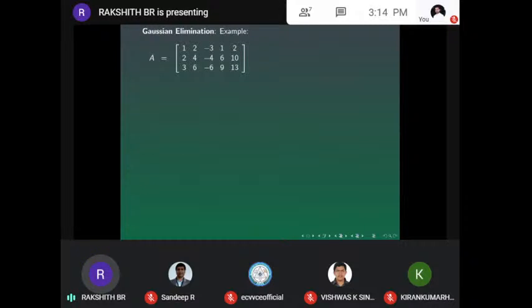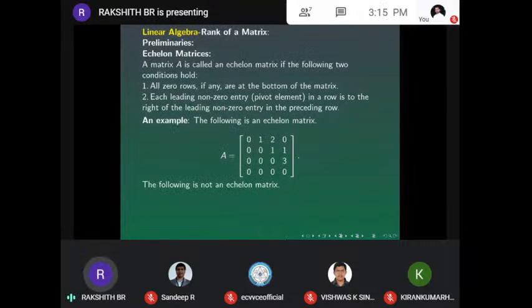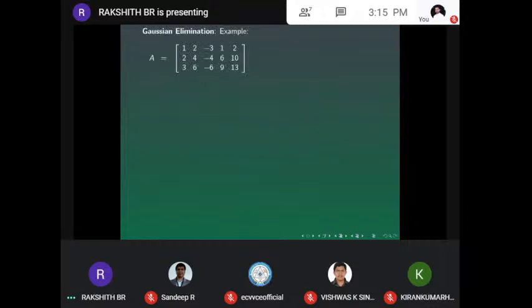If you want to get the echelon form, the very first step is to consider the pivot element in the first row. Pivot element means the first non-zero entry. The first non-zero entry in the first row here is 1. You consider this first row and, using it, try to eliminate the entries 2 and 3 in the first column. The second entry and the third entry in the first column, make them 0 using the first row.